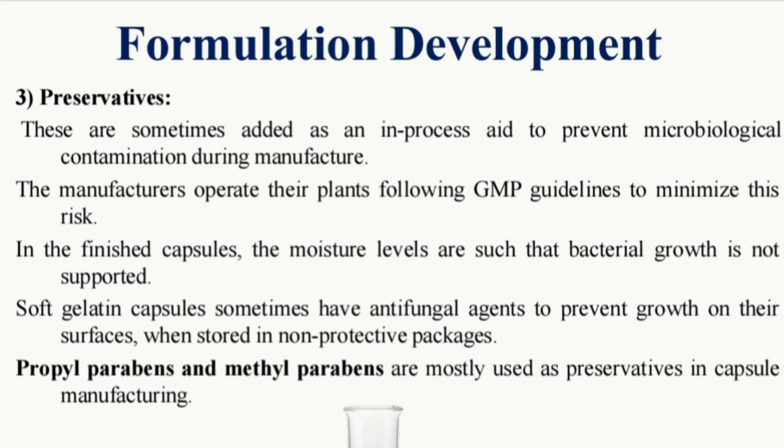If moisture level is less, then as we all know, bacterial growth is not possible over there. Soft gelatin capsules sometimes have antifungal agents to prevent growth on their surfaces when stored in non-protective packages. Propyl parabens and methyl parabens are there. They are the most used preservatives in capsule manufacturing. I have highlighted these two things, propyl paraben and methyl paraben, they are used as preservatives in the capsule.